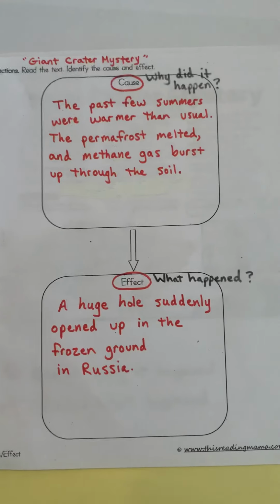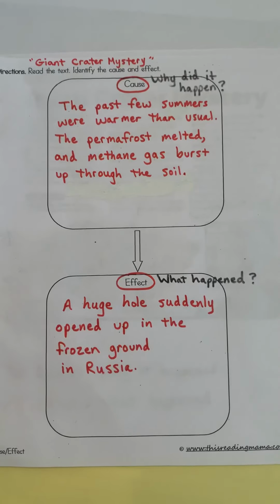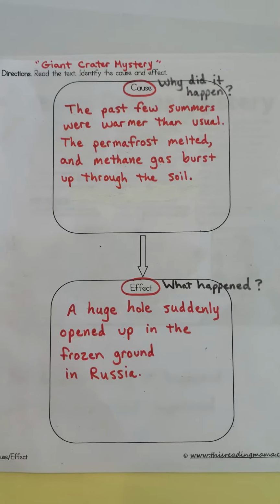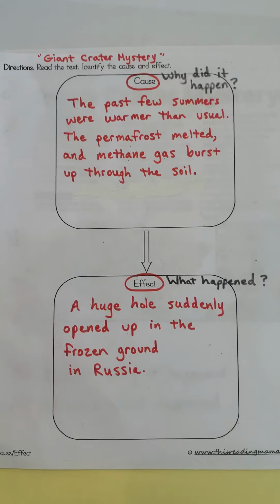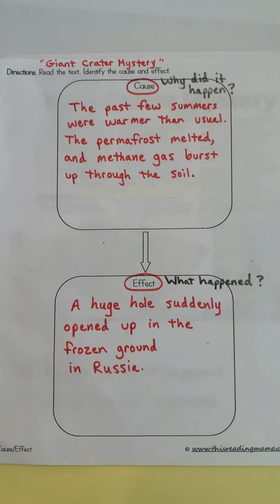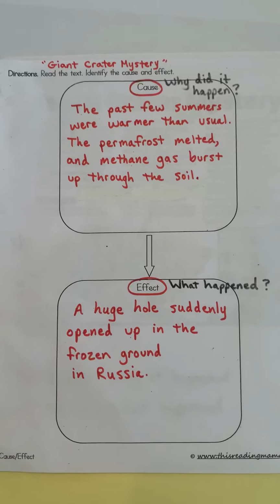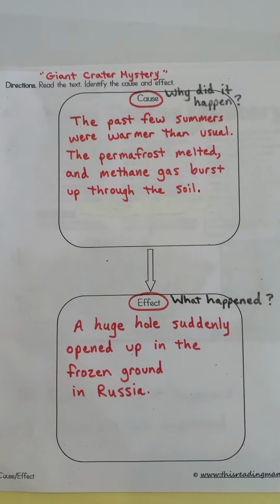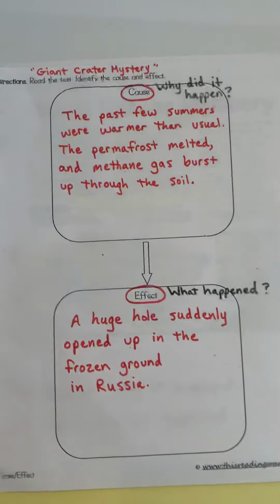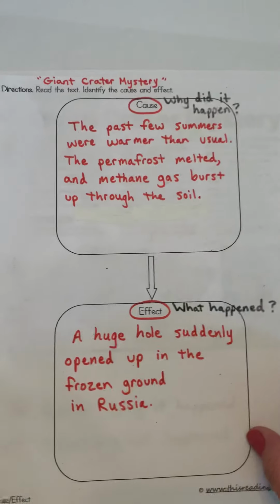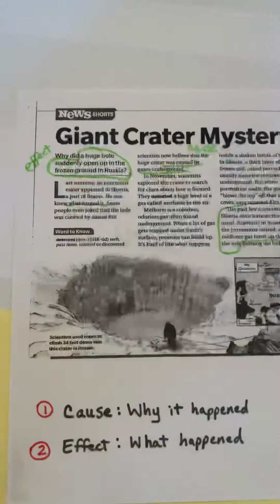My cause, the past few summers were warmer than usual. The permafrost melted and methane gas burst up through the soil. That's why it happened. And the effect, the what happened, a huge hole suddenly opened up in the frozen ground in Russia. And that is how to detect a cause and effect text.